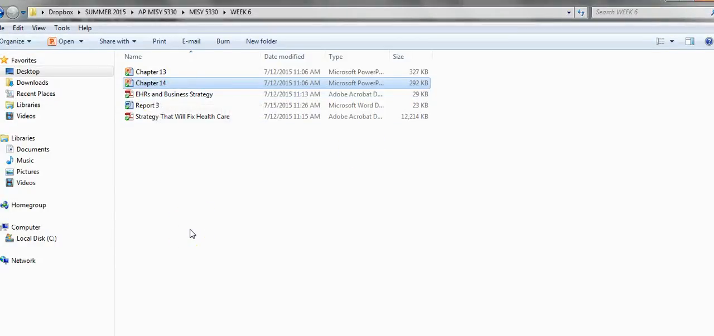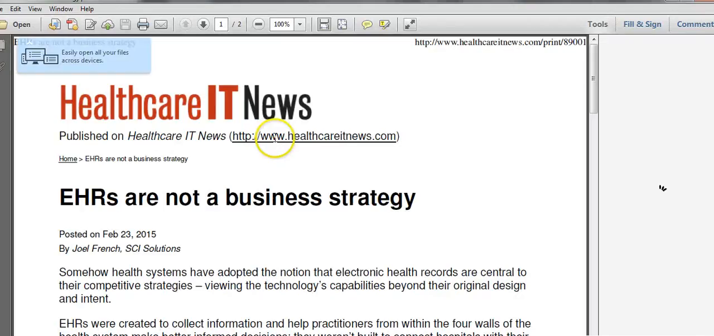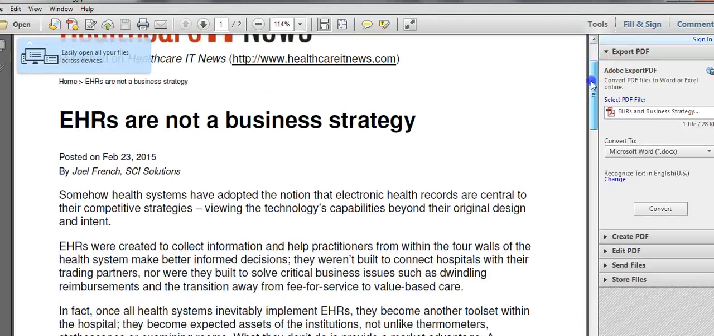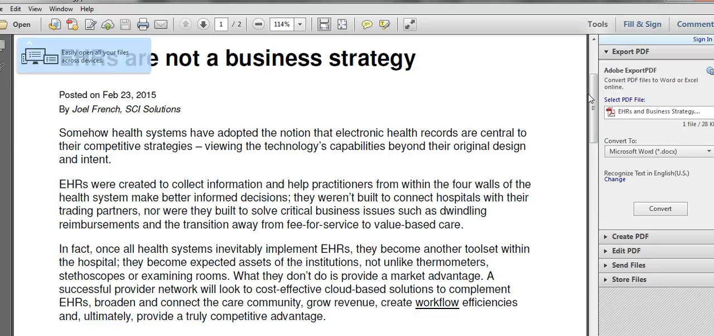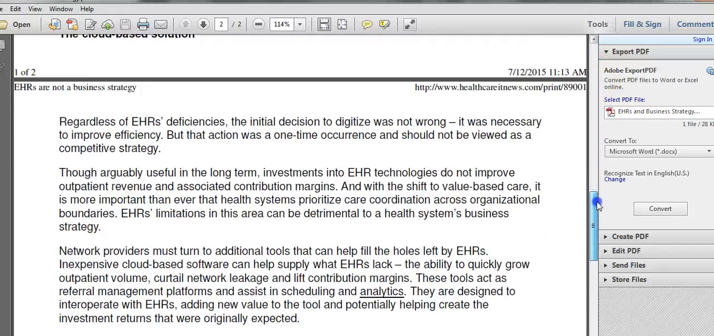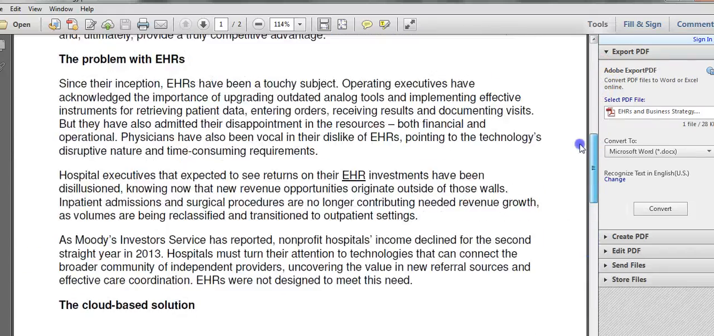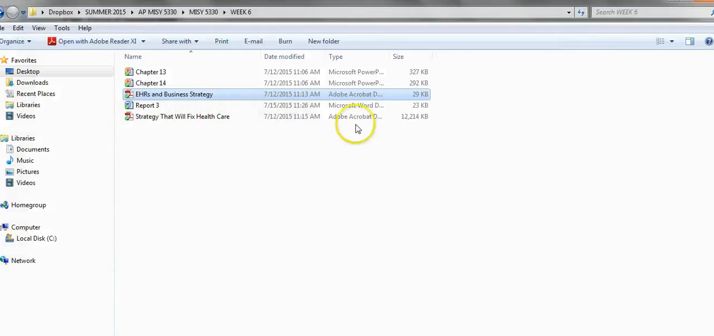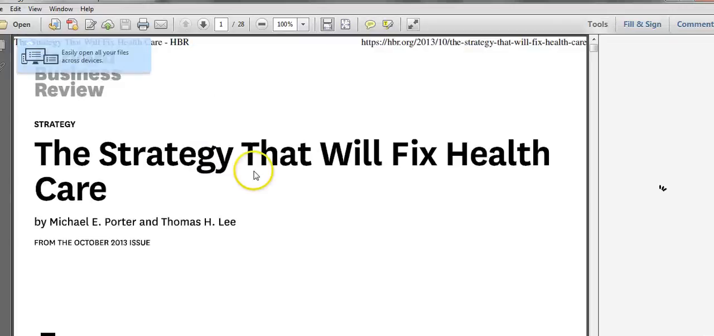Then there are two articles to be read for this week. One is EHRs and business strategy. I thought this would be an interesting read because it talks directly to how you align the usage of EHRs to business strategy. It's a very short read. The other is Problems with cloud-based EHR solutions. Interesting, look into it. Now this article is by Porter and Lee.